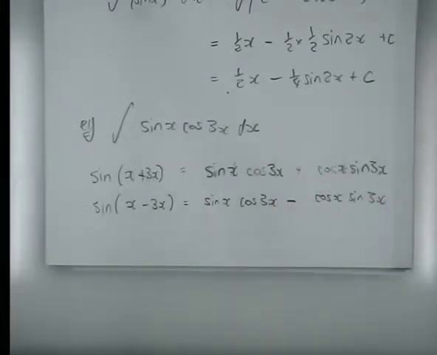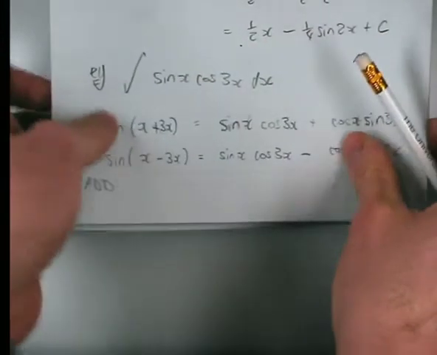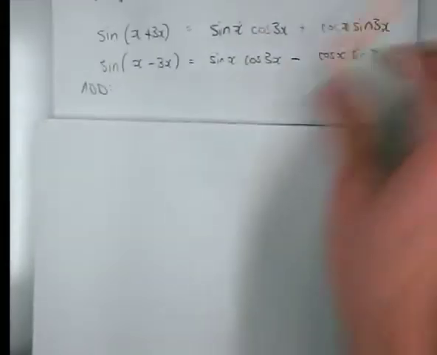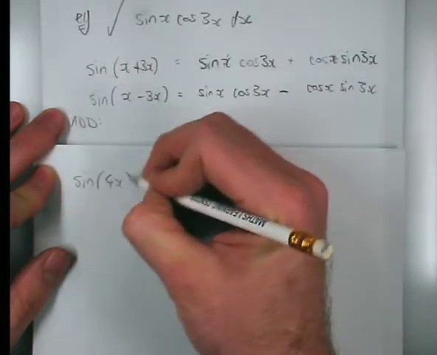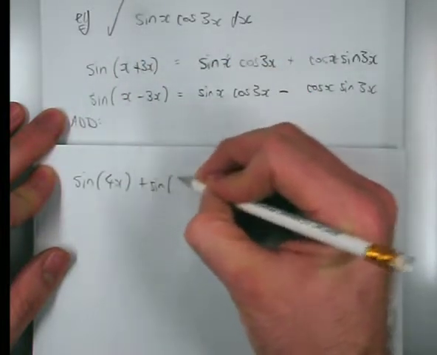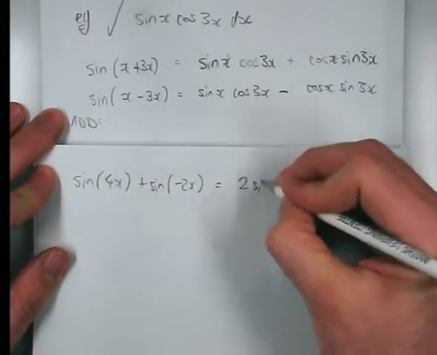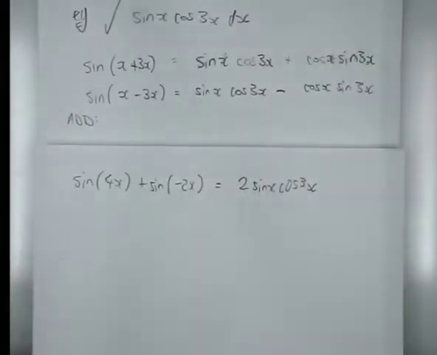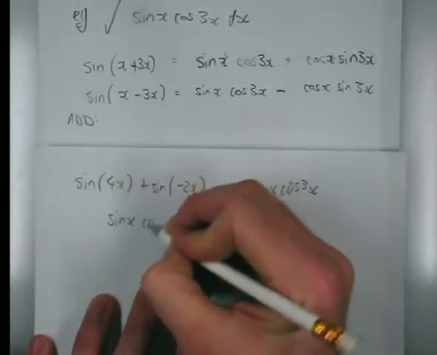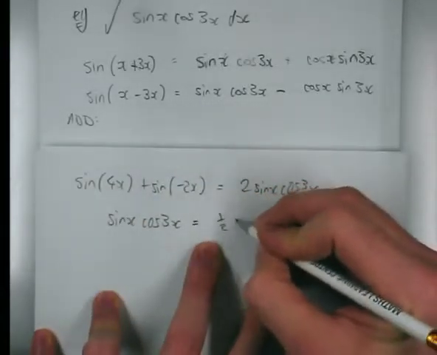So now if I add them together, I'll get sine of, now that's 4x, and sine of minus 2x. This plus this would give me 2 lots of sine x cos 3x. And this plus this would give me 0 because they cancel each other out. And so I'm nearly there. I can divide everything by 2.